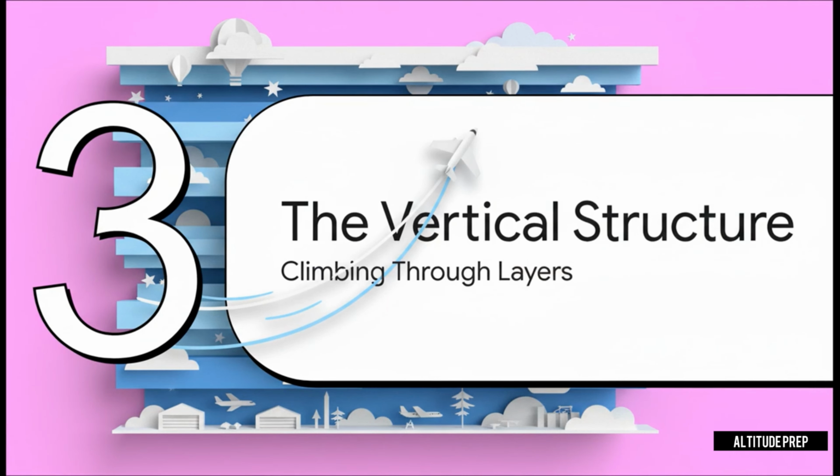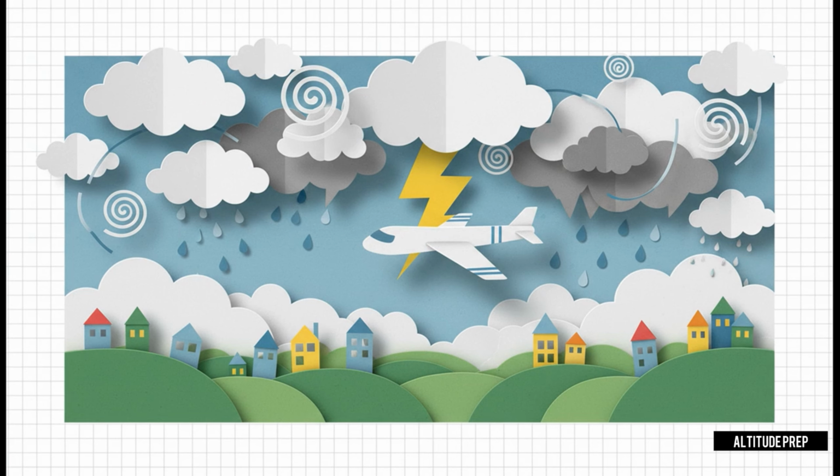Okay, so we know what the atmosphere is made of. Now let's imagine we're in a rocket, climbing straight up from the ground. We're going to explore the vertical layers of the atmosphere, because each one has totally different characteristics that directly affect us as pilots. Our first layer, the one where we spend most of our lives as aviators, is the troposphere. And a good way to remember it is this: if it's weather, it's happening here.